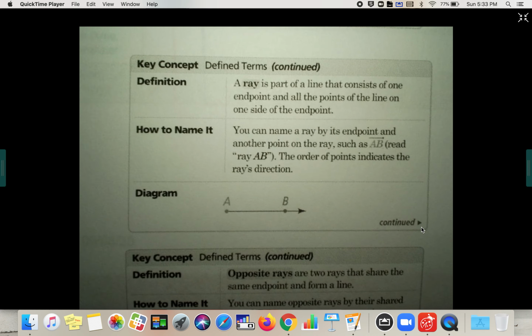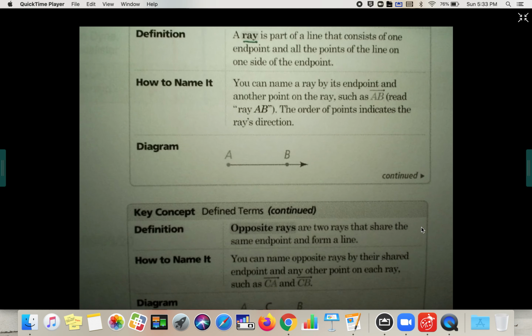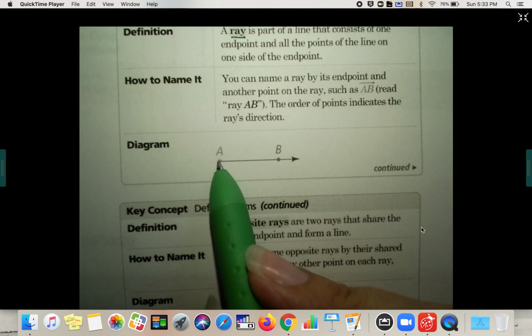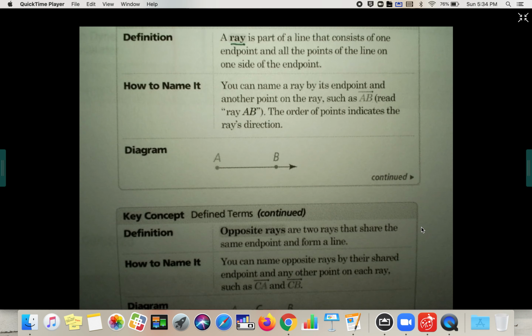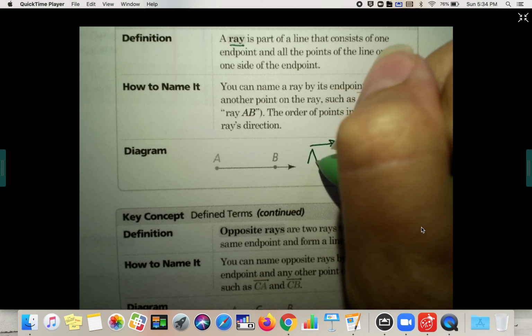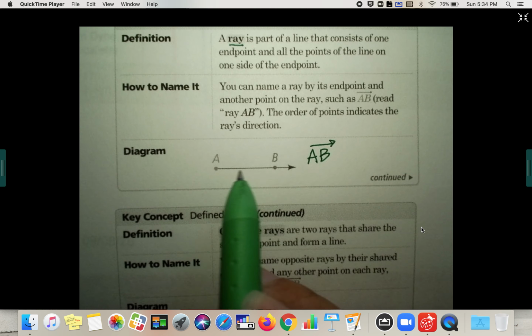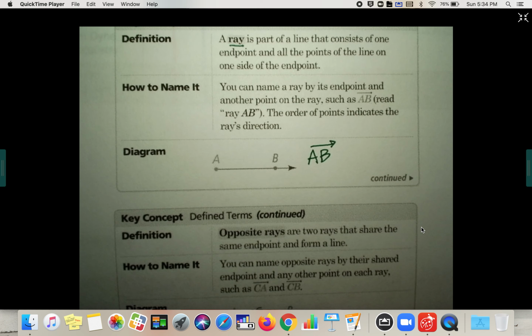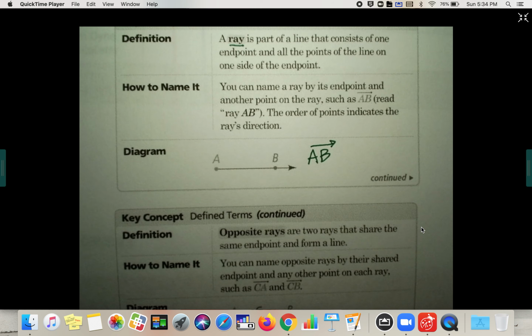Okay, another important definition is a ray. A ray is part of a line that consists of one endpoint and all the points of the line on one side of the endpoint. So it's exactly how it looks here. There's an endpoint on one side, but it continues going on forever in the other direction. This one is a little tricky to name. This one can only be named ray AB. You can't call it BA because you always read the part that starts with the point and read to the part that goes on forever.